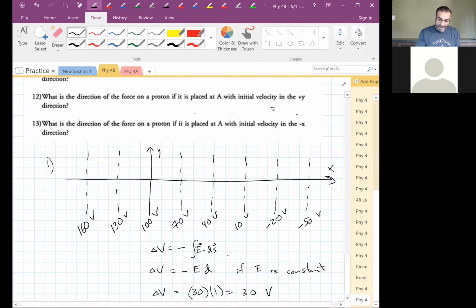This d is the distance that we're moving to get this delta v. If delta v is the delta v between x equals 2 meters and x equals 3 meters, then this d is the distance between x equals 2 and x equals 3, which would be 1 meter. If delta v is between this point and this point, then d would be the distance between those 2 points. It's the distance between the 2 points that are giving us our delta v.